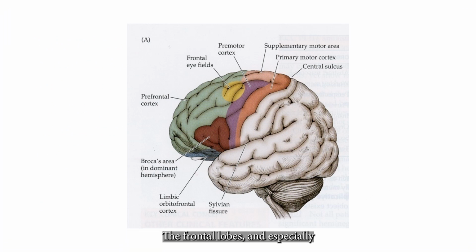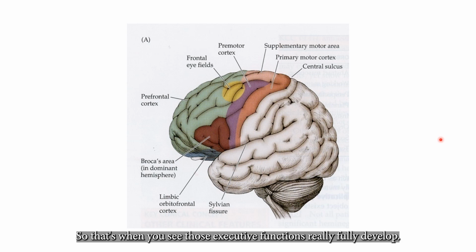The frontal lobes, and especially the prefrontal cortex, right up here, are essential for executive functioning. We cannot talk about executive functioning without focusing on the frontal lobes. The frontal lobe is the largest of the lobes of the brain. It covers about 1/3 of the cortex. It's also the last of the lobes to develop in humans. Development and maturing of the frontal lobes occurs primarily during adolescence, and they're usually fully developed around age 25. So that's when you see those executive functions really fully develop.